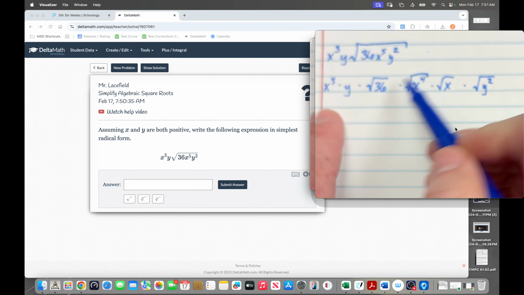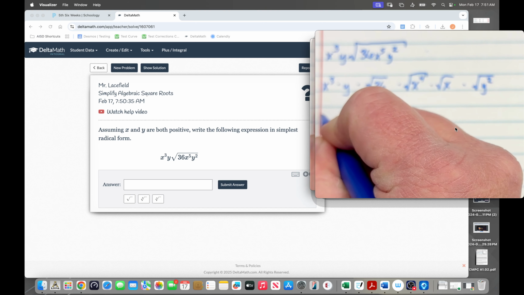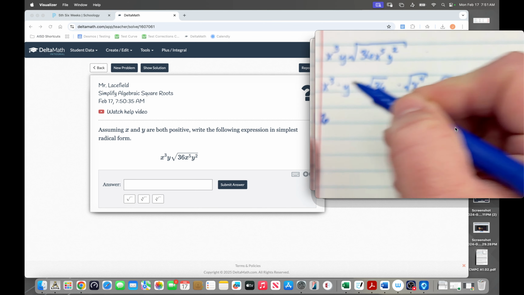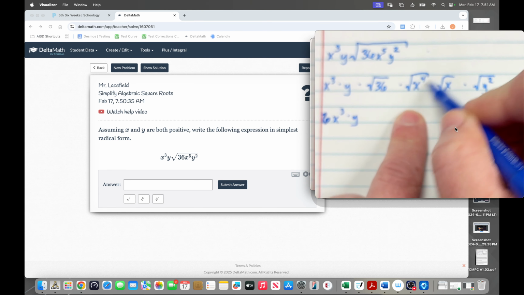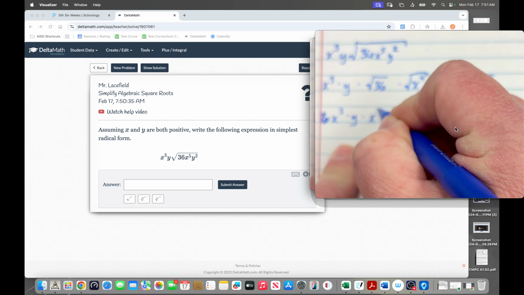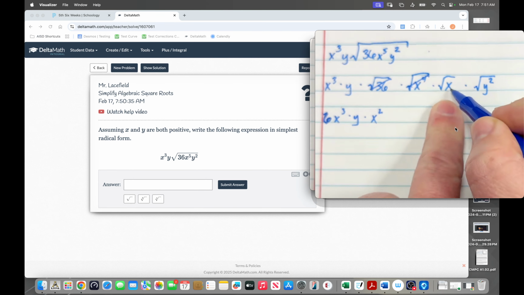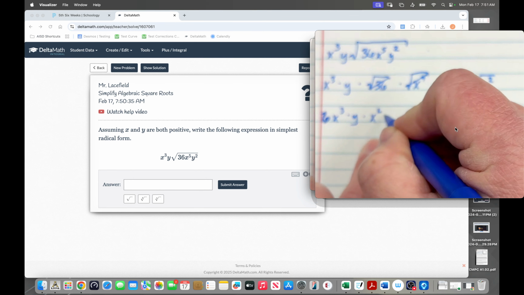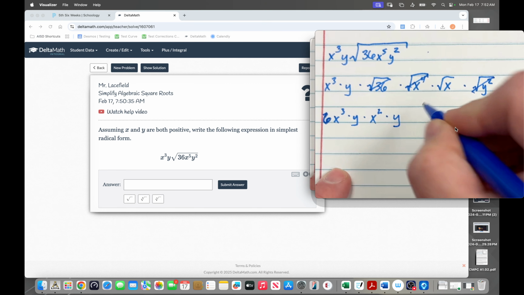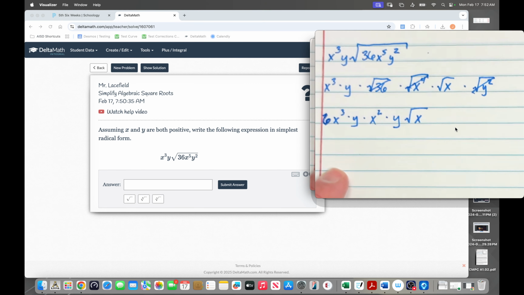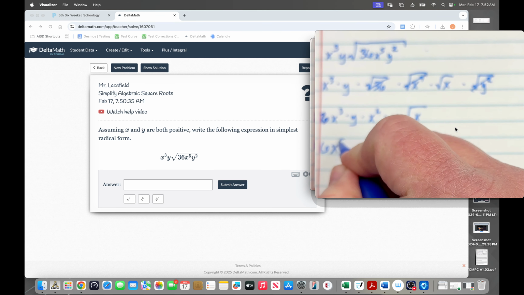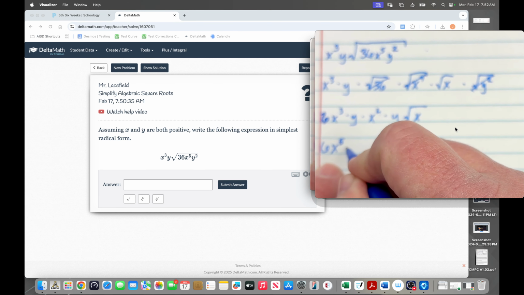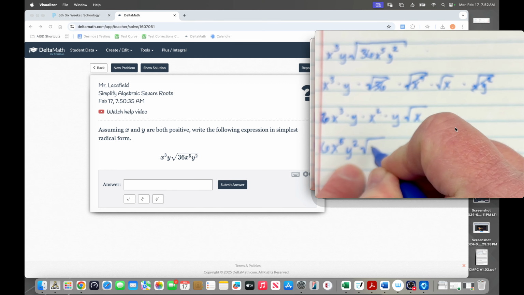Okay, then we're going to take 36. 36 reduces to 6. We still have x to the third times y. We have x to the fourth. That becomes times x squared. X is going to stay. Y squared reduces to y. And now we go 6. X to the, let's see, 3 plus 2, that's 5. 1 plus 1 is 2 times square root of x.